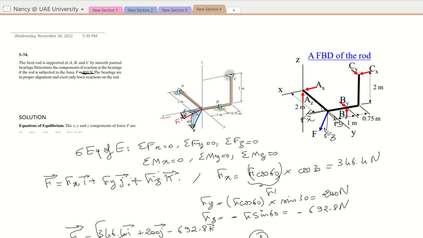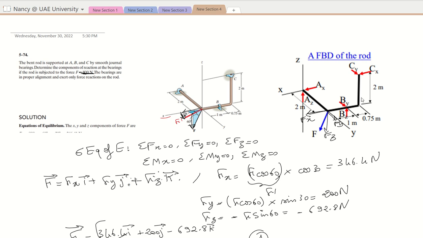Fx will not make moment. Fz will not make moment. They are touching the y-axis. Fy will not make moment because it's parallel or passing through the y-axis. By will not make moment, and Cy will not make moment. So you'll still have Bz and Cx.